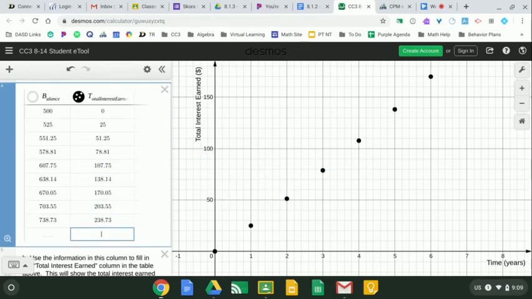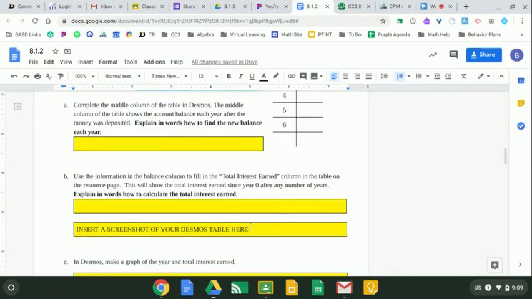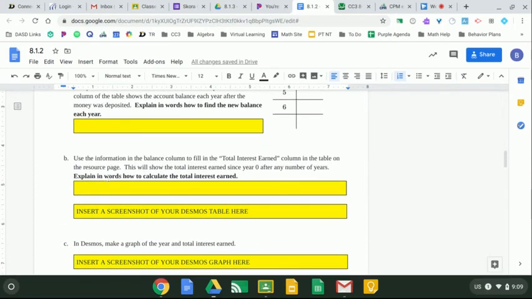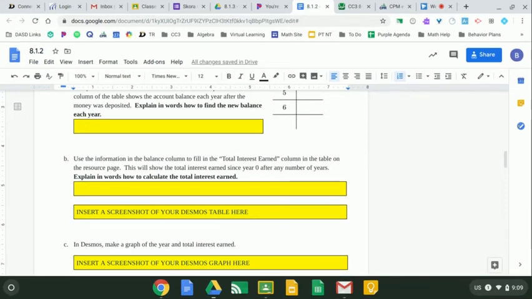Alright, as of year 8, I have earned a total interest amount of $238.73. Hopefully you have the same thing. Once again, going back to your doc, this time they're asking you to describe in words how to calculate the total interest earned. So what method do we use to do that? Pause your video and type it in. Now this is where you're going to go back and take a screenshot of your Desmos table. So use that Control-Shift Pop-Tarts key if you have a Chromebook, or however you need to do it to get that in there and load that.